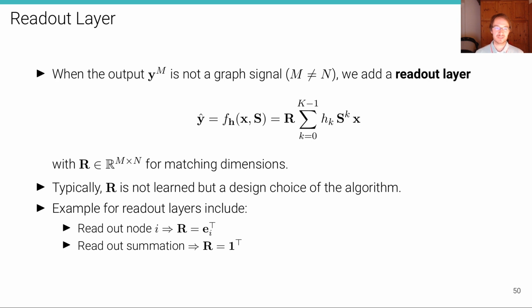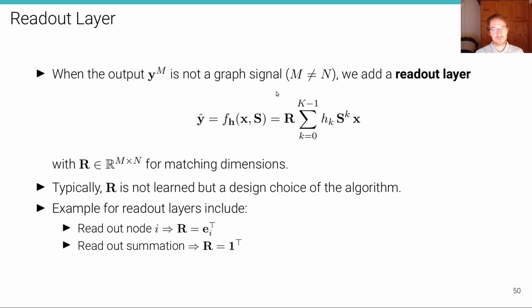Now, in some cases, we might not be interested in inferring output signals that have the same shape as the input signals. In this case, when the output y is of a different dimensionality than the input signal, or is not a graph signal, then we simply add a readout layer to this model. And we'll do this also for deeper models that we'll look at in a bit.